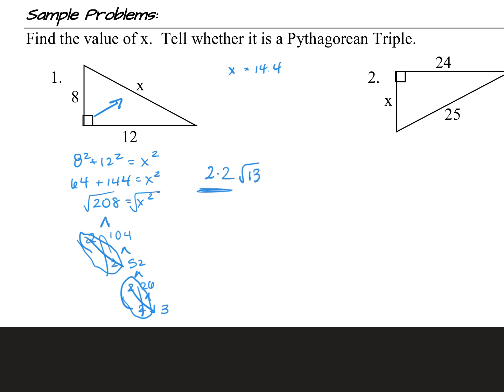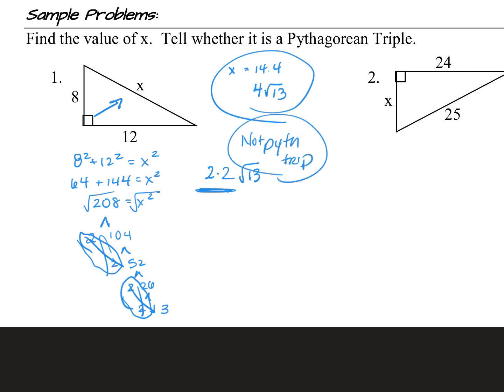Now these two 2s that are outside, we're going to multiply those back together. So 2 times 2 is 4, and then the 13 couldn't get out. Since we have a decimal, this is not a Pyth trip. So not Pyth trip. Not a Pythagorean triple.